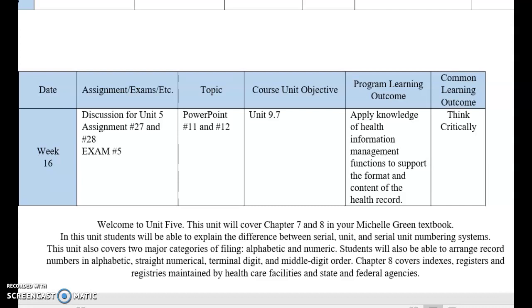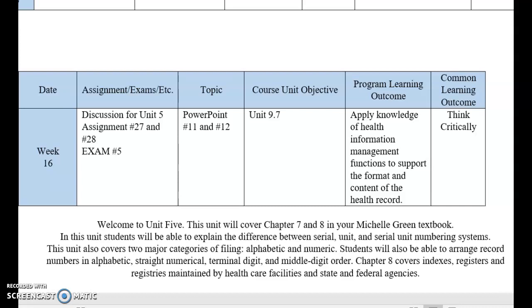Make sure you review PowerPoint number 11 and 12. And the objectives will be covered in 9.7, and our outcomes do stay the same. So with this unit, we're still looking at 7 and 8 in your textbook. You should at this point know the difference between our numbering systems. Make sure you study them for the exam.